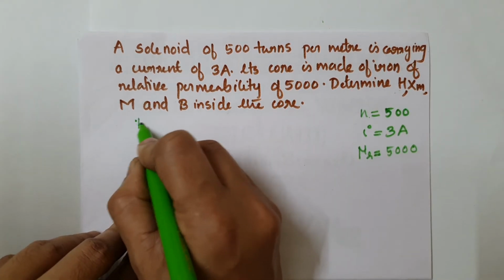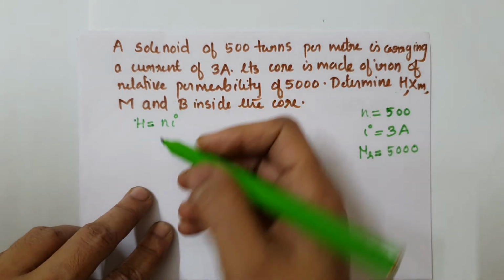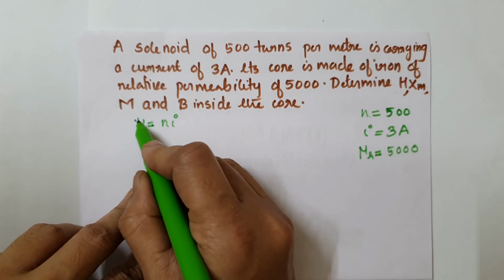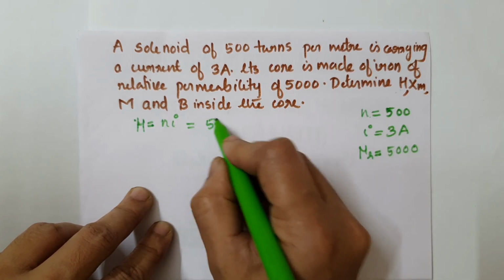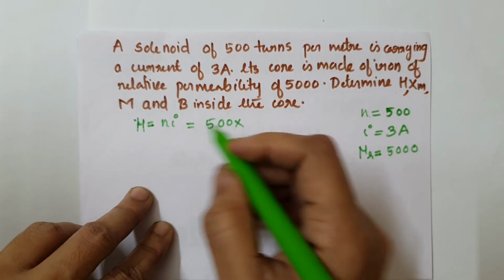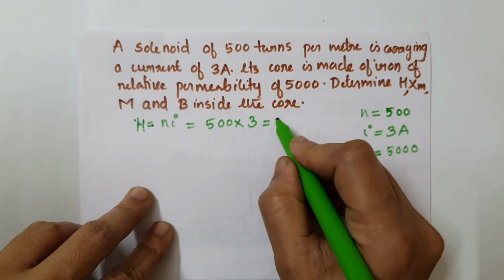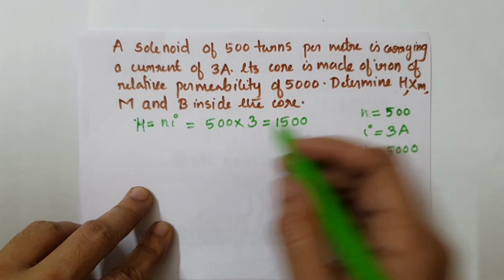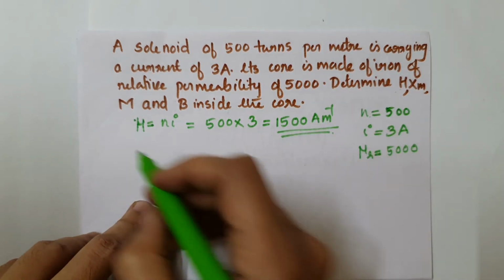We have the relation H is equal to N into I, where N is the number of turns per unit length and I is the current. Therefore, we can substitute the value for N and I. N is 500 into I, that is 1500. Therefore, H is equal to 1500 ampere per meter. This is the first one, H.